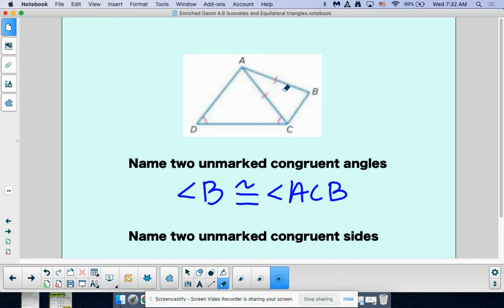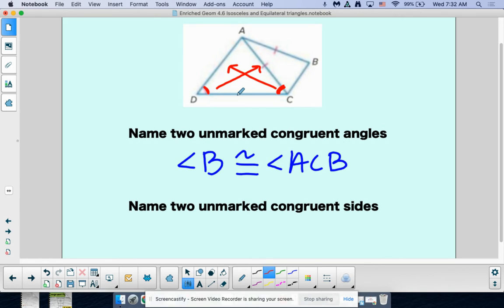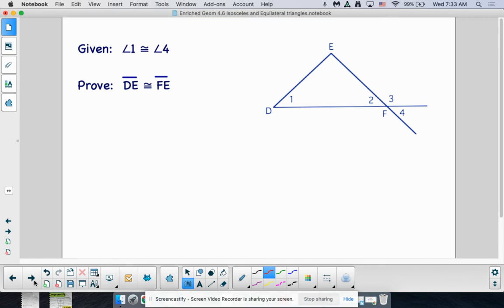Now we're going to do the opposite. Can we name two unmarked congruent sides? So let's focus on this other isosceles triangle. Well, there's a congruent angle, there's a congruent angle, so then I know the sides opposite them would be congruent. So we would know that side AD is congruent to side AC, because they're across from equal angles. Perfect. Nice.